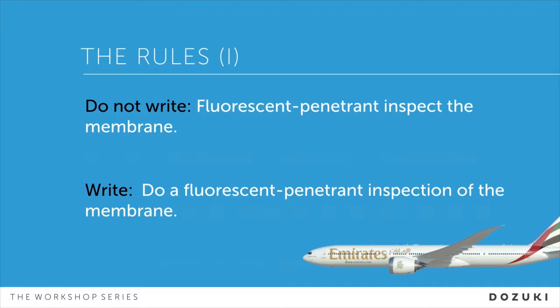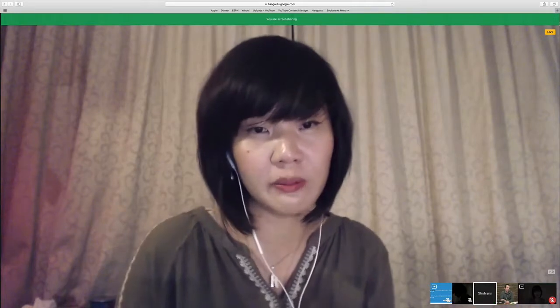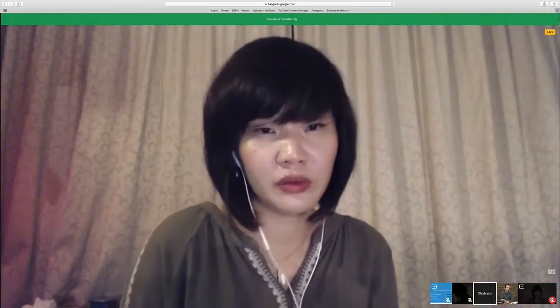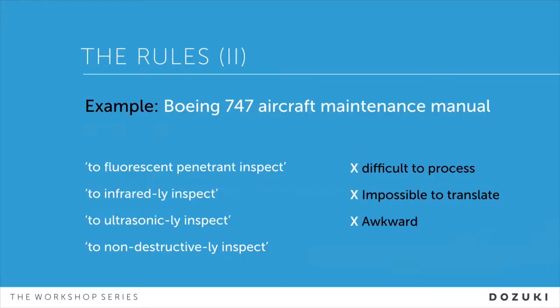And also, we are interested in consistency. So, okay, we could potentially still get away with fluorescent penetrant, but how about when we do an ultrasonic inspection or a non-destructive inspection? Would it be to fluorescent, to infraredly inspect, or to ultrasonically inspect? That's very awkward. Non-destructively inspect, too weird.